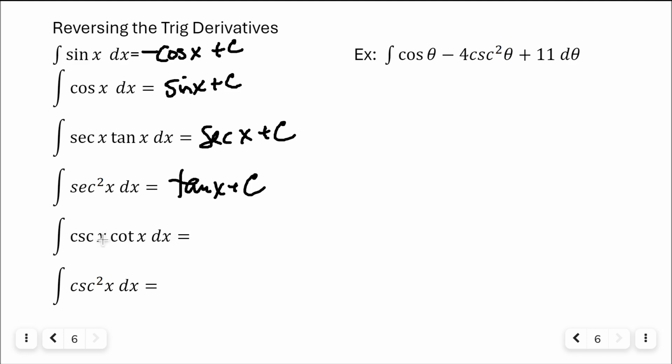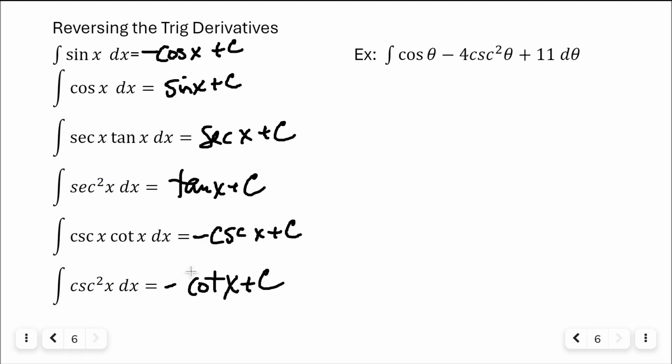Whose derivative is cosecant x cotangent x? Well, the derivative of cosecant x is minus cosecant x cotangent x, but there's no negative here, so I got to stick the negative there. So the derivative of negative cosecant x would be cosecant x cotangent x, because the negative from this derivative would knock out that negative. And the integral of cosecant squared is minus cotangent.